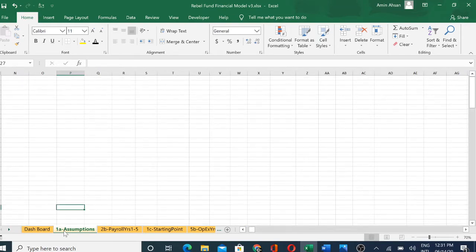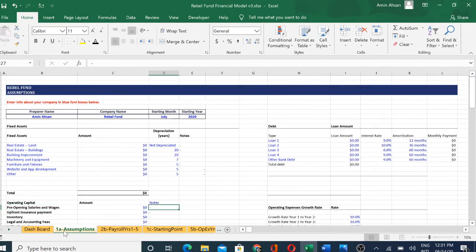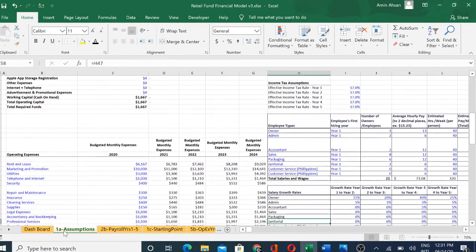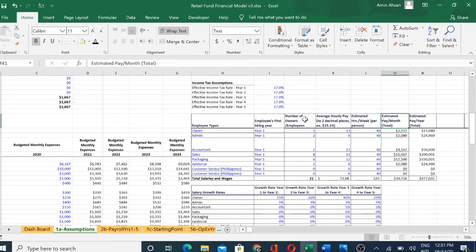Just go back to the assumption sheet and go here. This is the area where you can enter your payrolls. You can change the name in the blue cells. Just see that this is the owner, admin. I have assumed that these are the areas where the payrolls will be spent.